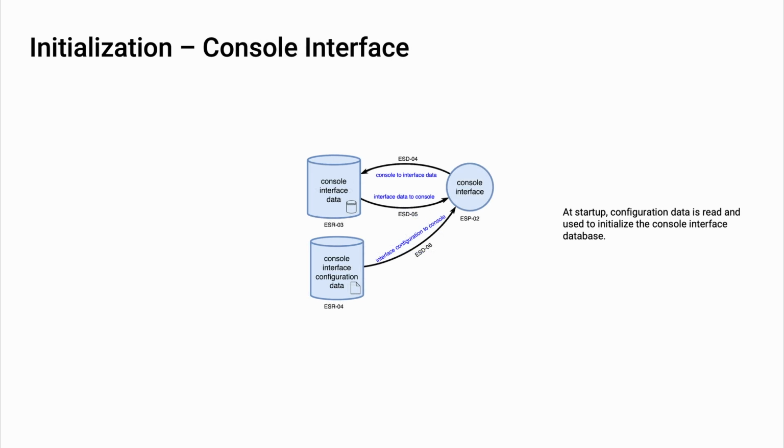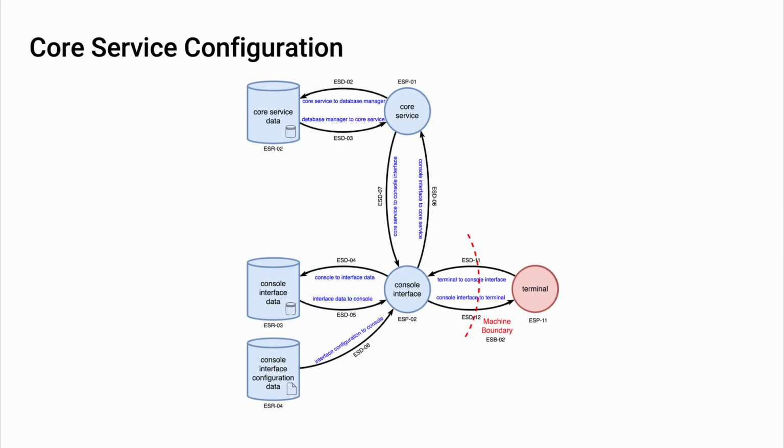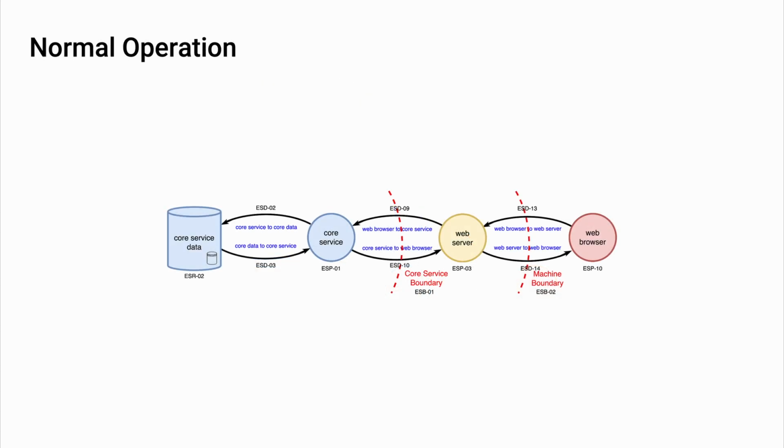Our second workflow is similar to the first, and this time it's for the console interface. In our third workflow, we're showing how the console interface is used to configure the core service. And finally, we show normal operation. This is a perfect example of how little we require in order to convey a particular workflow.